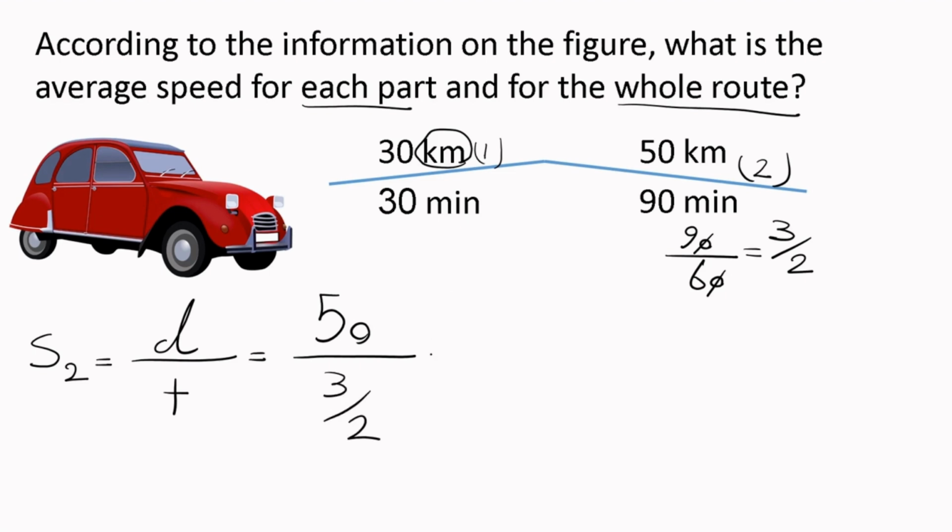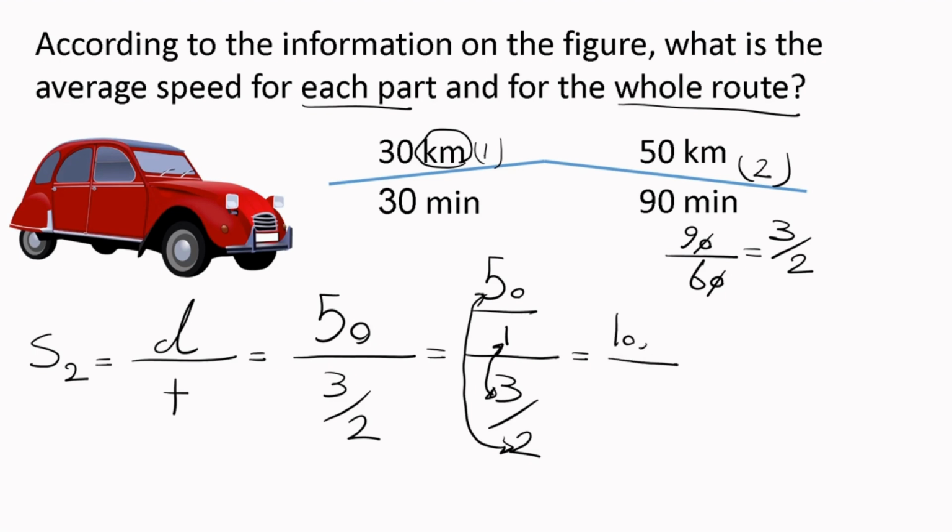How am I supposed to calculate the answer? I told you write both of the numerator and denominator as fraction. I write 50 as 50 over 1 and 3 over 2 is already a fraction. Okay, now close by close and far by far. So 2 multiplied by 50 will be 100 and 1 multiplied by 3 will be 3.